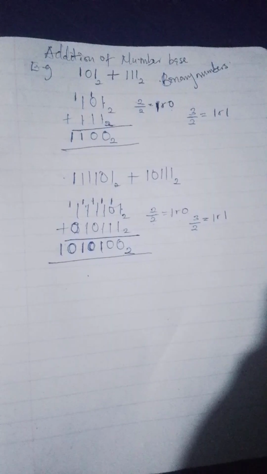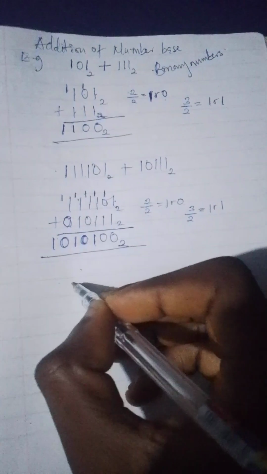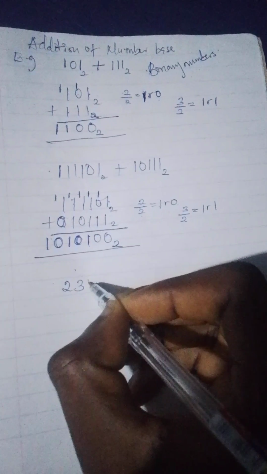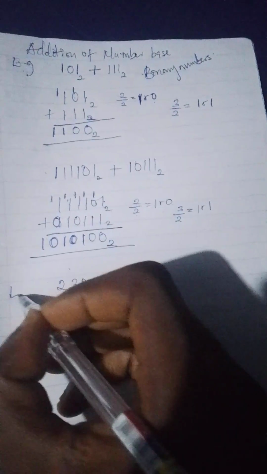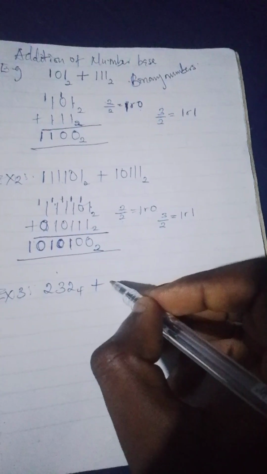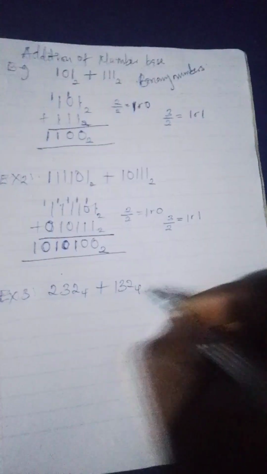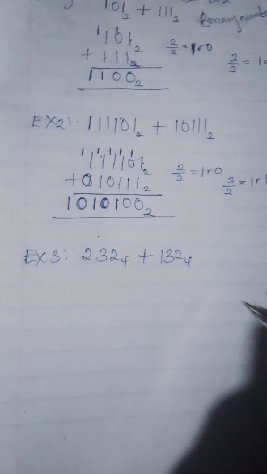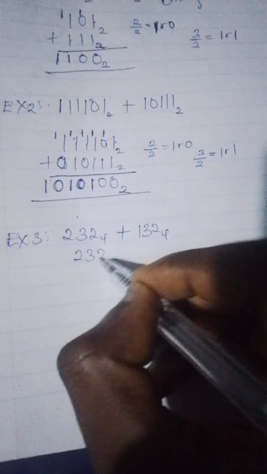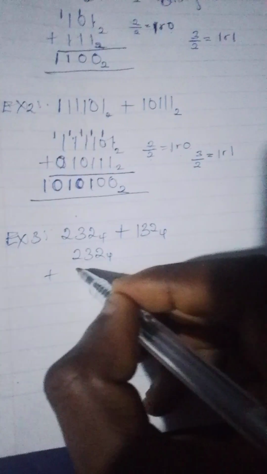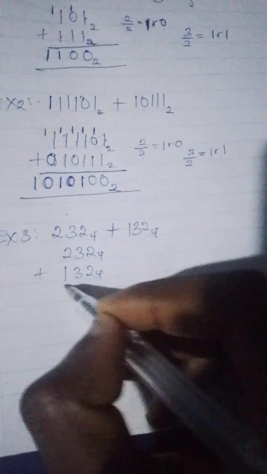Now, what about if we move to higher number bases, like 232 base 4, plus, let's make this example 132 base 4. If we are being asked to add something like this, how do we add it? So 232 base 4 plus 132 base 4.